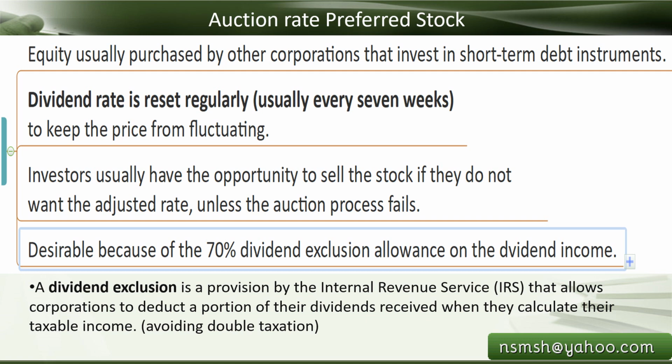What is that dividend exclusion? It is a provision by the Internal Revenue Service, the IRS, that allows corporations to deduct a portion of the dividends received when they calculate taxable income. So it avoids double taxation. Therefore it is desirable.